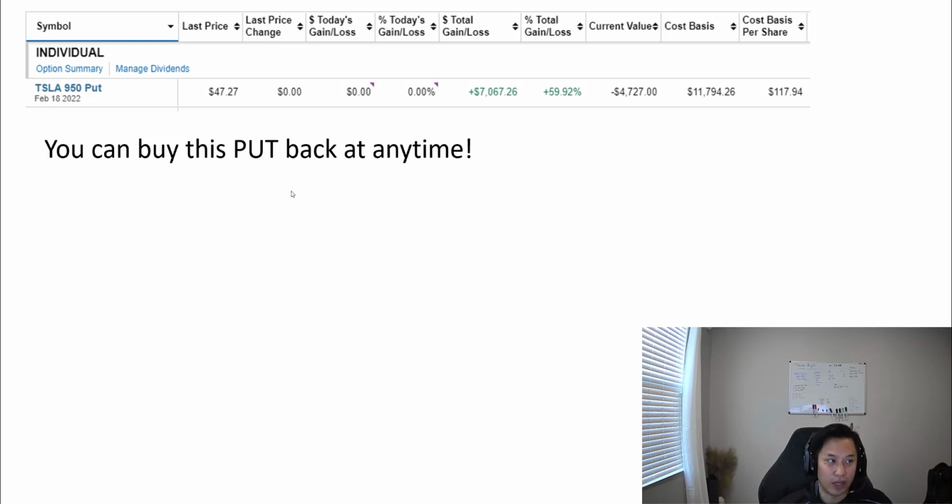The only thing that would happen is if you get exercised, but that happens very rarely, and it will never happen right now where the put is below the money. So let's say, for example, the stock price dips to 900, then there's a chance that I get exercised where I have to buy 100 shares at 950, even though the stock is only worth 900, okay? So that is a very condensed process of what it will look like if you were to sell a put. Hope this helps.